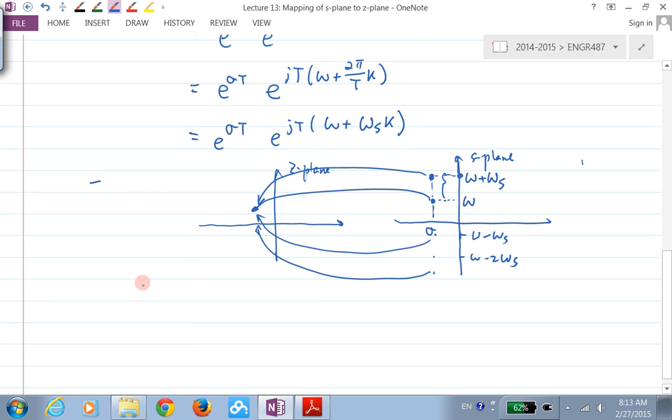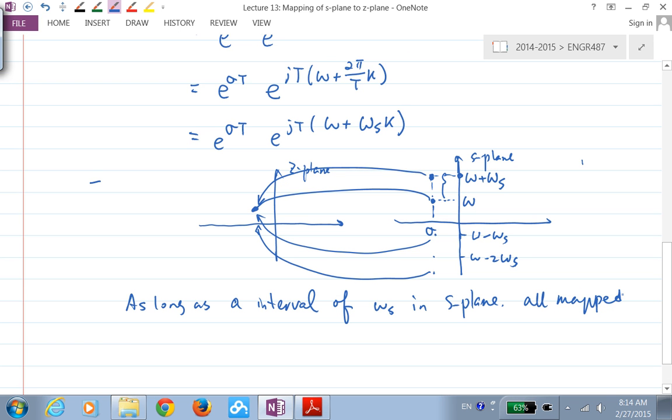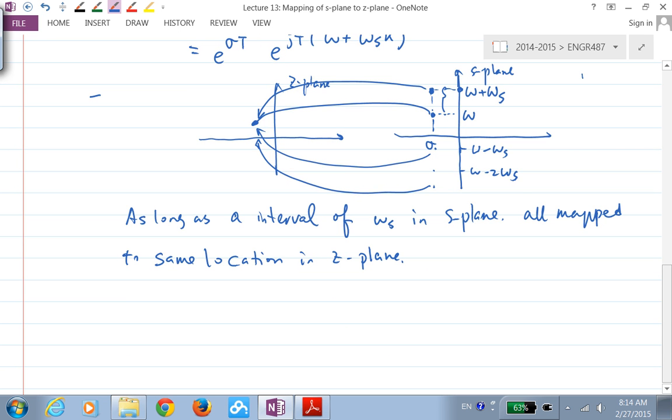This is basically the first observation here. The first observation is essentially that as long as they are separated by an interval of omega s in the S plane, they all map to the same location in the Z plane. That's the first observation.